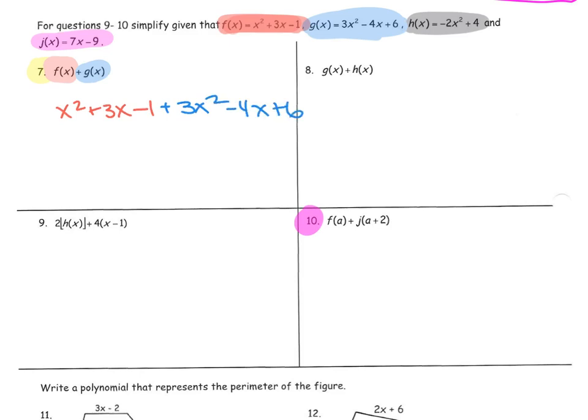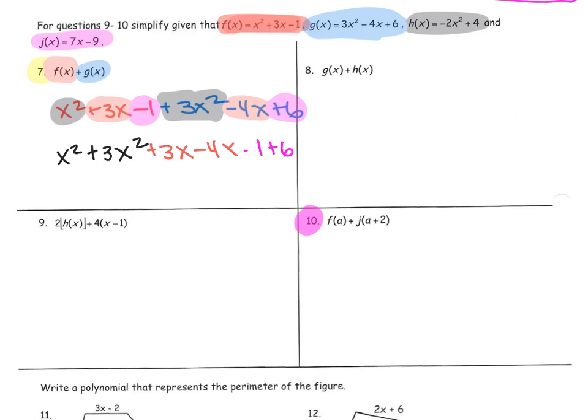And again, I'm going to color code this for combining my like terms. Again, you guys should be very used to this already. This is nothing new. I have plus 3x minus 4x, and then I have minus 1 plus 6. Okay, so when I just reorder this, I have x squared plus 3x squared. I have plus 3x minus 4x, and then I have minus 1 plus 6.